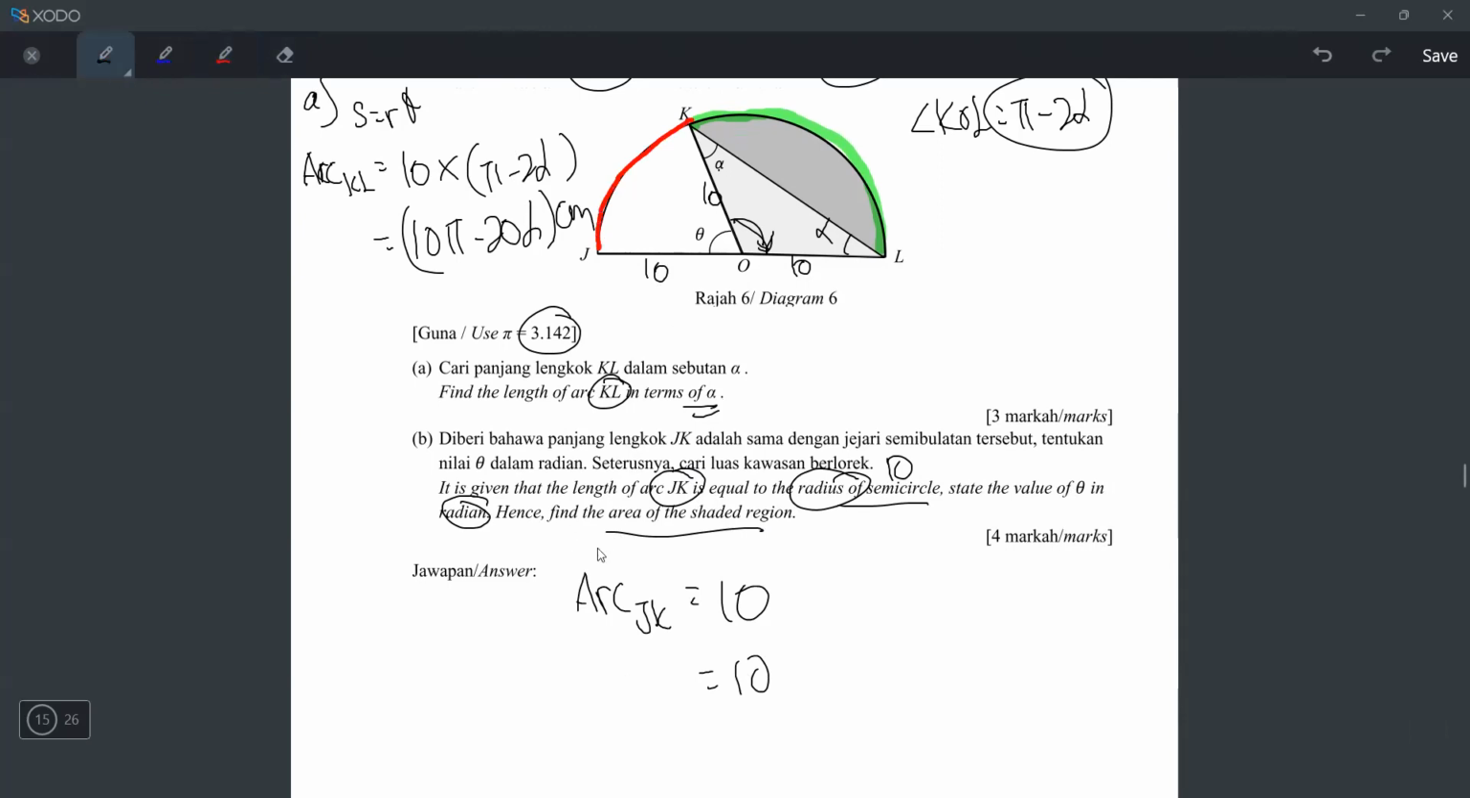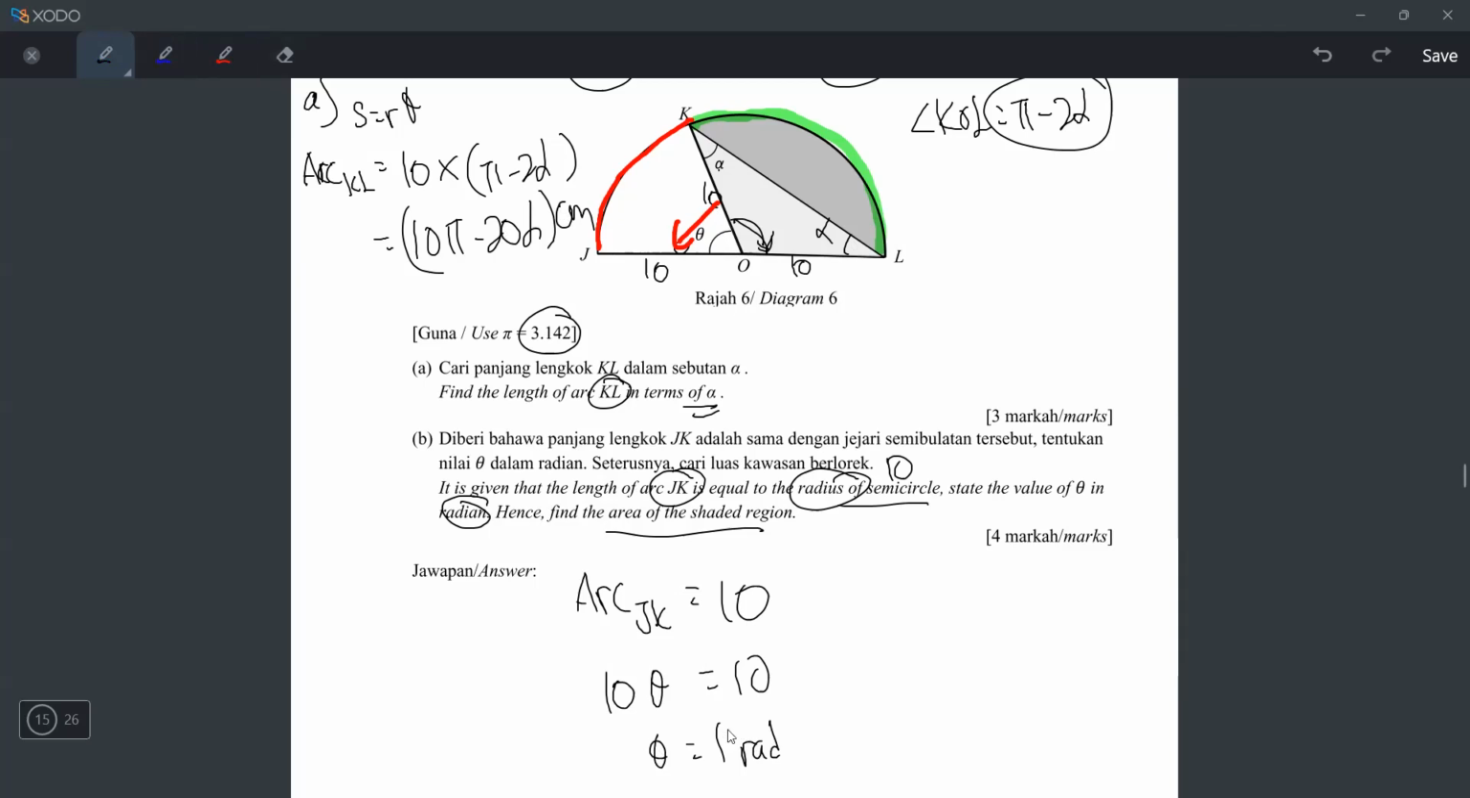R theta. So the R is 10, but this time the theta is not the same. This time the theta is this angle here, right? Because just now you were finding KL, which is different. This time you are finding the other side. So this time the theta is just theta like this. So theta equals 1 radian.